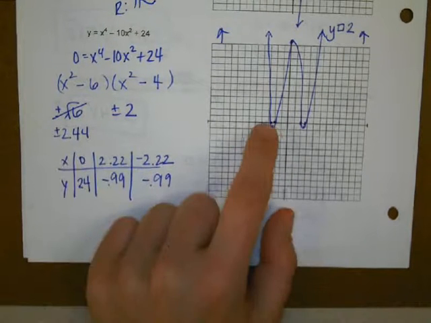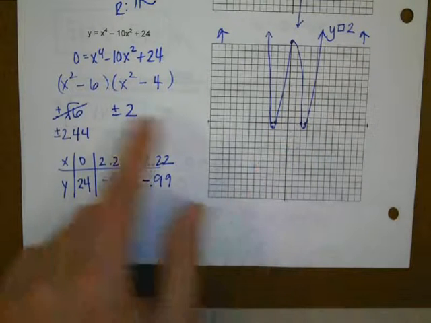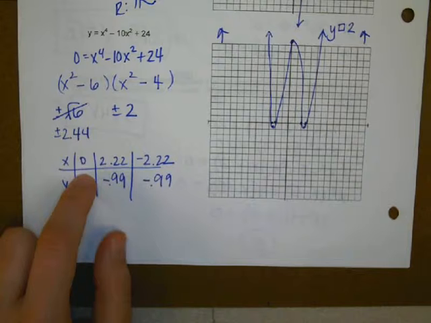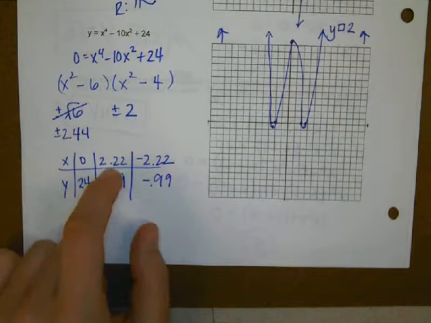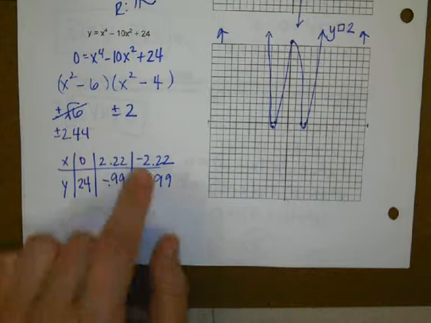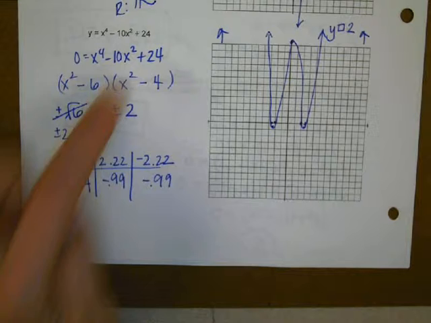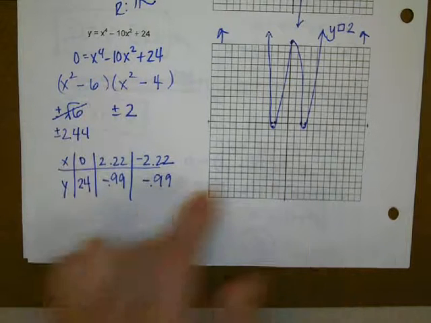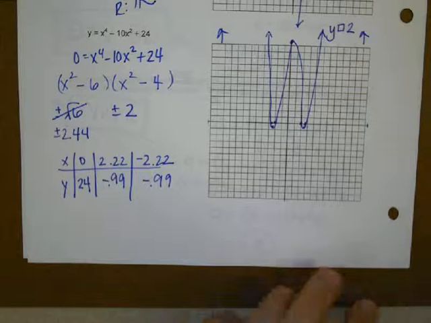I plotted those first. Then I selected the in-between point. So between positive 2 and negative 2 is 0. Between positive 2 and positive 2.44 is 2.22. And between the negative version of those is negative 2.22. And then I plugged those 3 x values in and got these 3 y values. Plotted those, and then you end up getting a W shape when you connect all of them together.